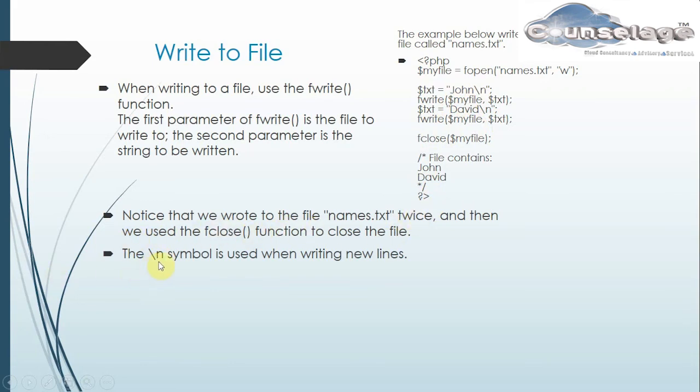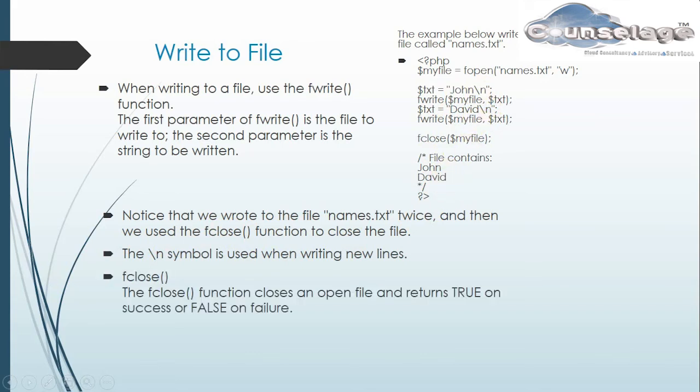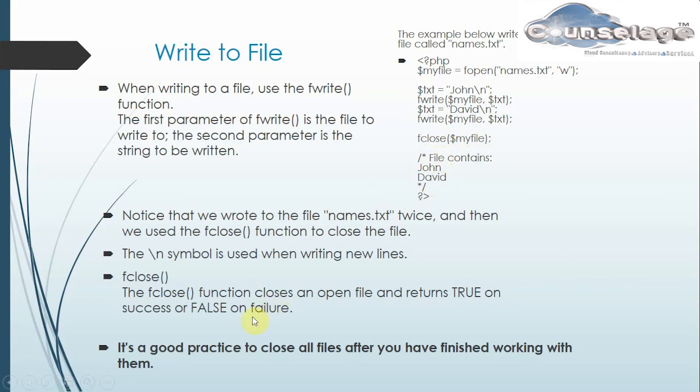Also, the \n symbol is used when writing to the new file. Look at after John and after David. So John and David will be printed on separate lines. The fclose function closes an open file and returns true on success or false on failure. The fclose function is very important if you want to close the file. It's good practice to close all the files after you have finished working with them.